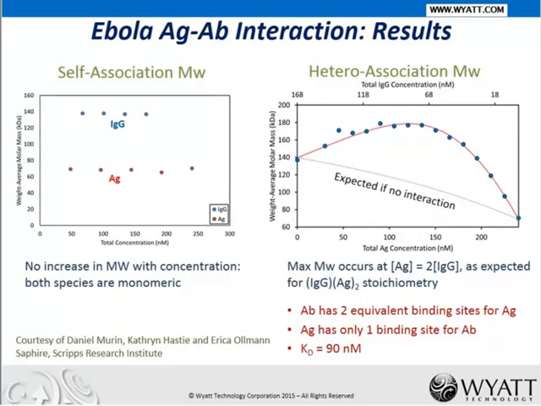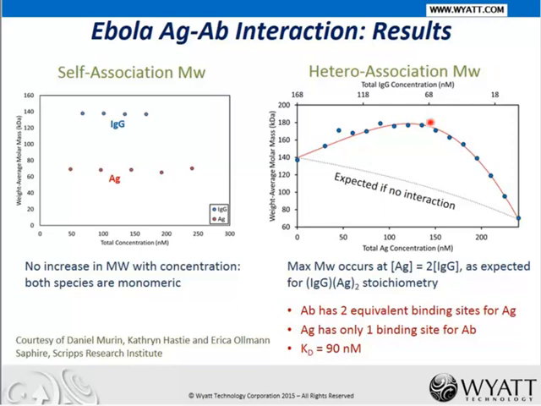The results of antibody and antigen showed constant molecular weights across the concentration range studied. And also their molecular weights are in agreement with their monomer molecular weights. So we can conclude both antigen and antibody do not have self-association and they're in monomeric state.